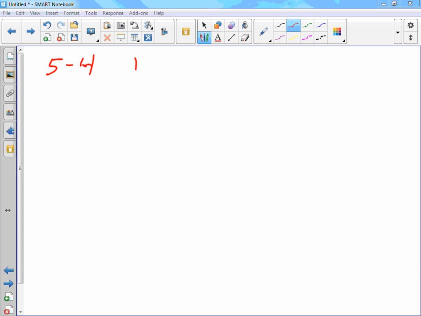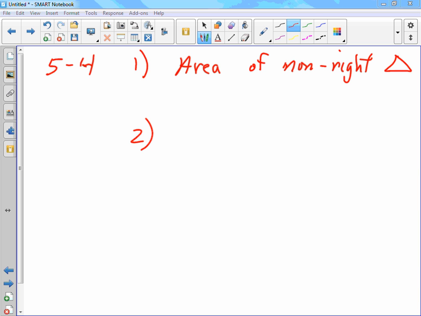Two things. One, we're going to do the area of a non-right triangle. What's another name for that? No, that would be a wrong triangle. Math humor. And we're going to do the law of sines, okay, which is really cool. It will help us also to find angles in non-right triangles. So this is big. This is good.